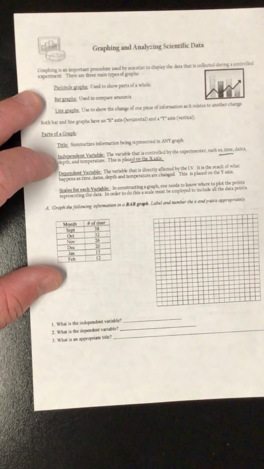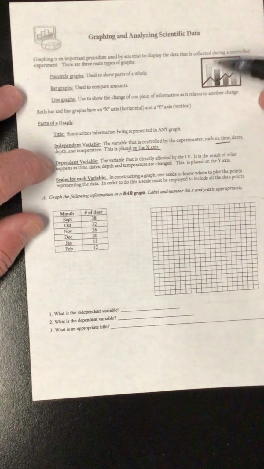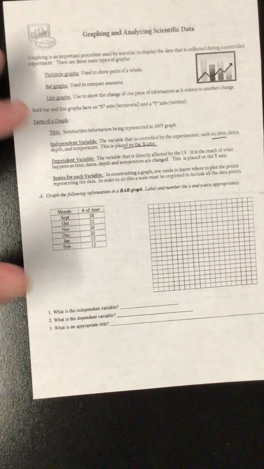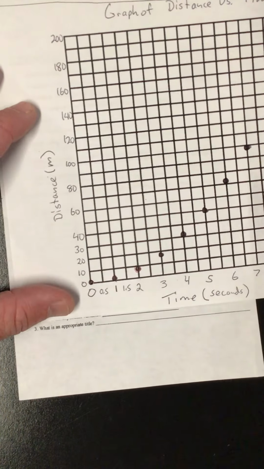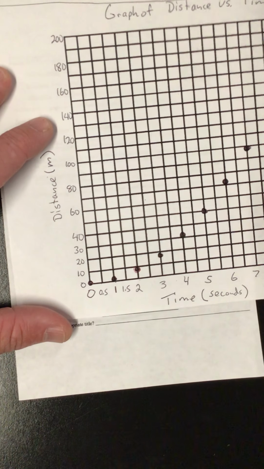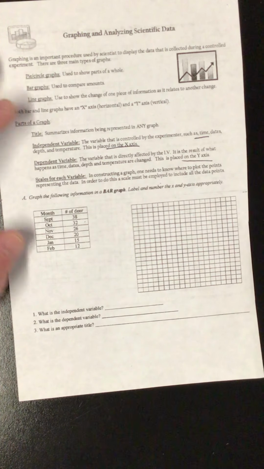We'll work with independent and dependent later, but I wanted to get to the graphing first. Okay, dependent variable, that's the thing that's measured. That's the thing that's affected. So like this one, as time was going by, the distance was affected. Okay, so that goes on your y-axis, is your dependent.